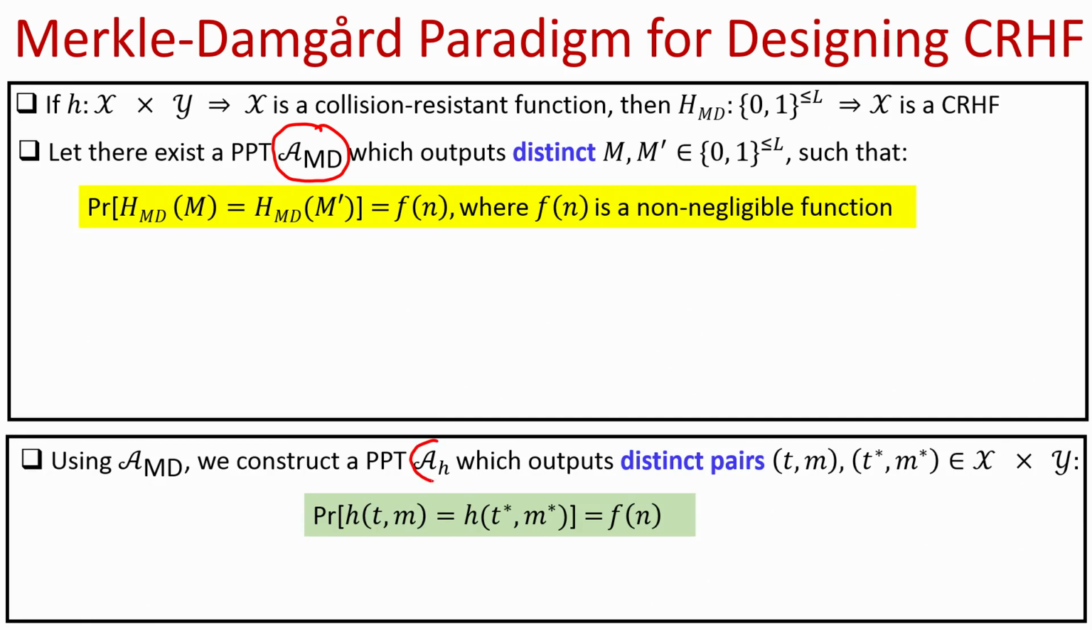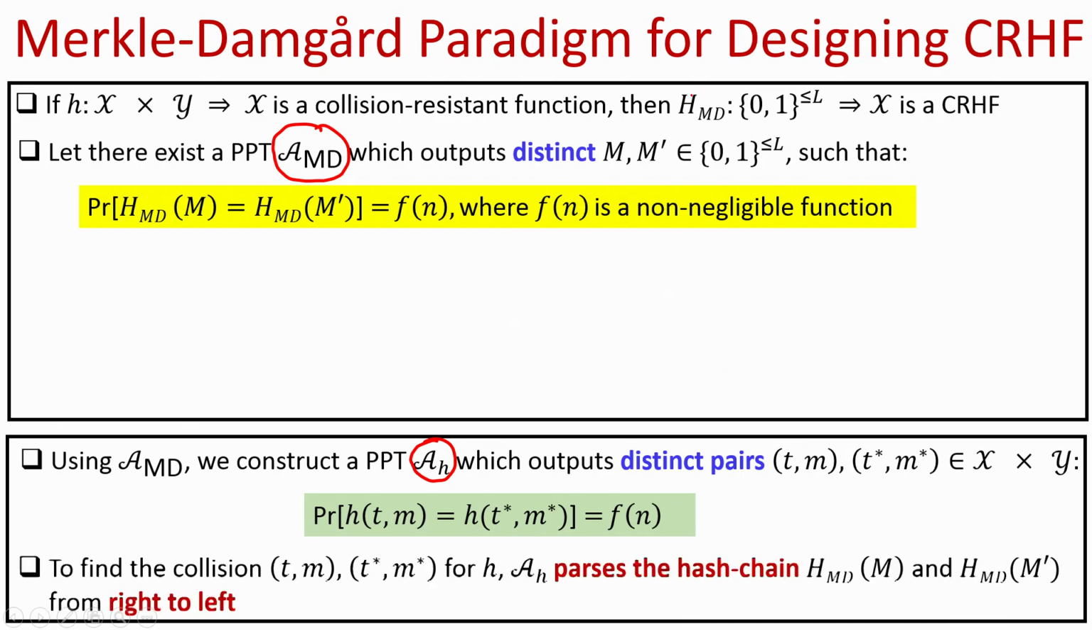adversary A sub h, which can give you a collision for your fixed length collision resistant compression function little h with the same probability with which the adversary A sub MD could have given you a collision for the function h sub MD. And basically the idea of this adversary A sub h is that its goal is to find a collision for the little h function, namely its goal is to come up with a pair t comma m and t star comma m star such that the output of this little h function on these two inputs is the same.